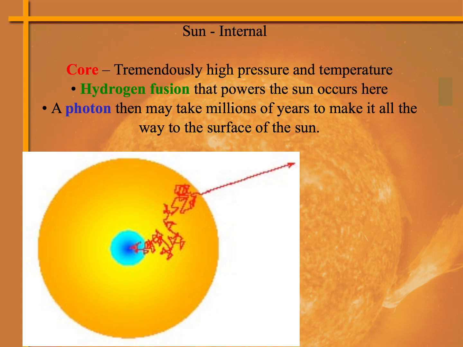Here's another image showing roughly the same process. Again, the core is where fusion happens, hydrogen becoming helium. Some estimates say that it might take a photon 40,000 years just to get through this part of the sun, but estimates vary widely. Some suggest that it may take up to 1,000,000 years. That's a pretty long time, considering that once it escapes the sun, it only takes about 8 minutes for that photon to reach the Earth.